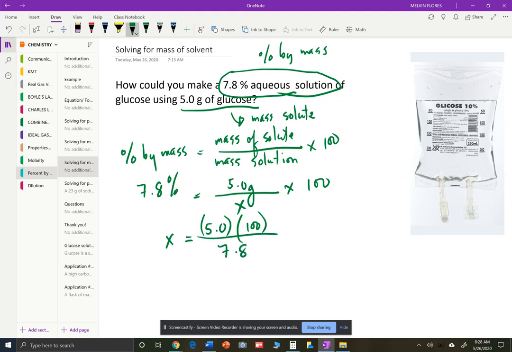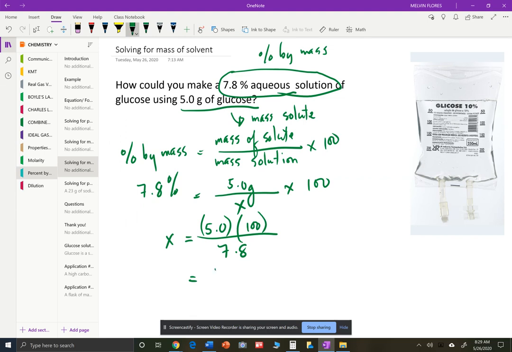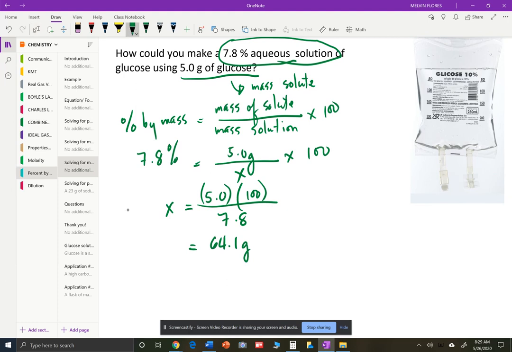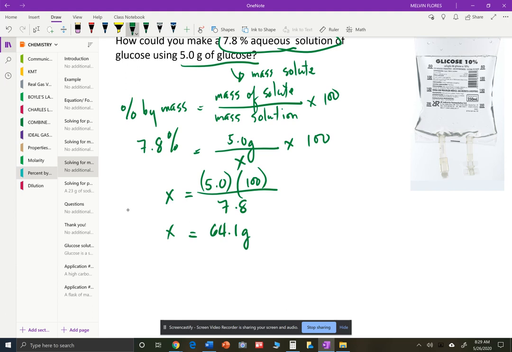Let's take a look. So 5.0 times 100, then divided by 7.8, equals 64.1 gram. This is now the mass of solution. So our mass of solution is 64.1 gram of solution, which is glucose. We call that glucose solution.